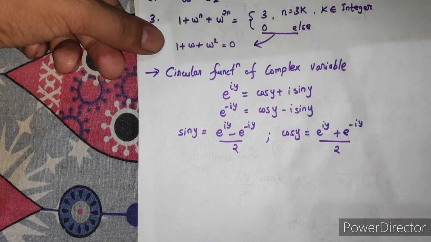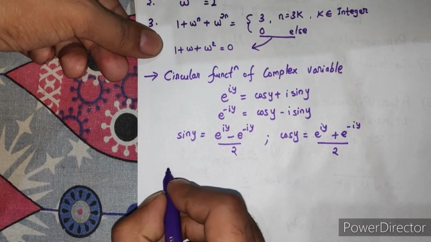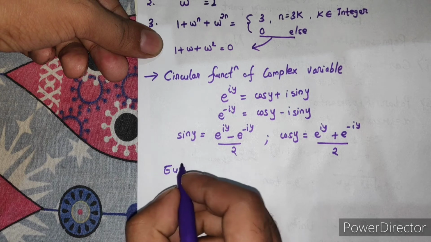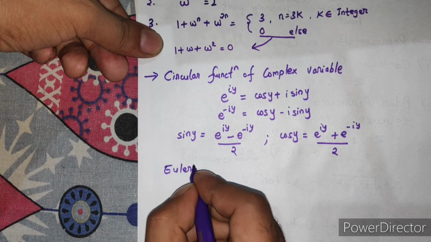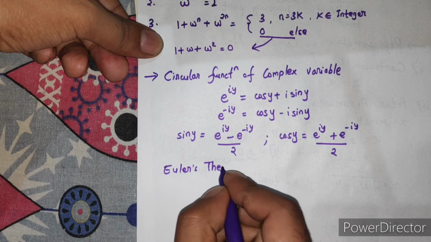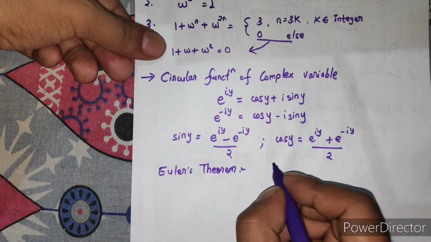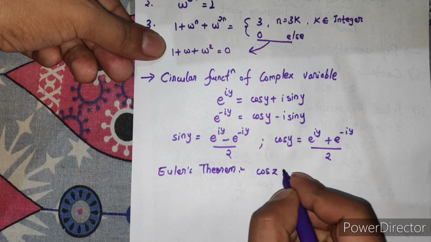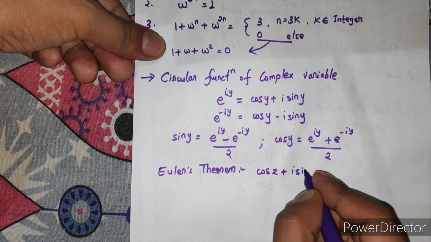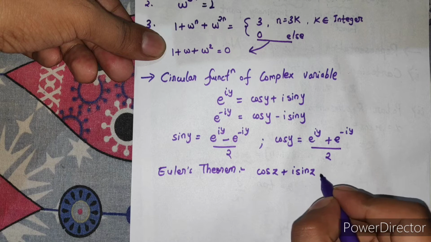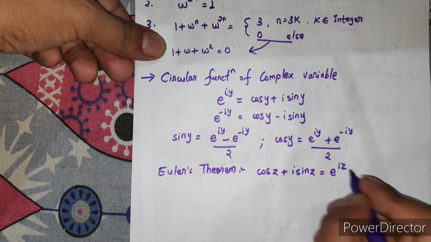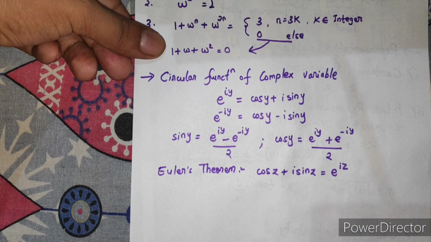In this expression there is a small theorem you should know. It's of no use now, but you should know it, that is Euler's theorem. What does Euler's theorem suggest? That cos z plus i sin z is equal to e to the power iz.